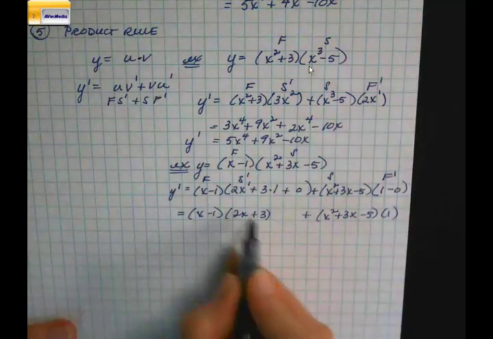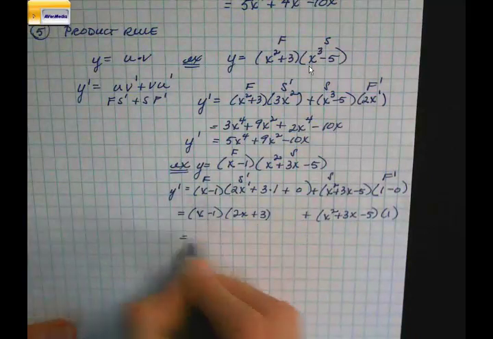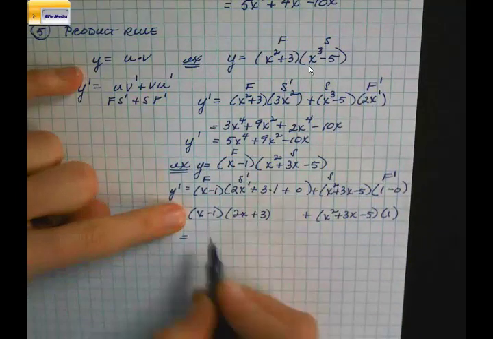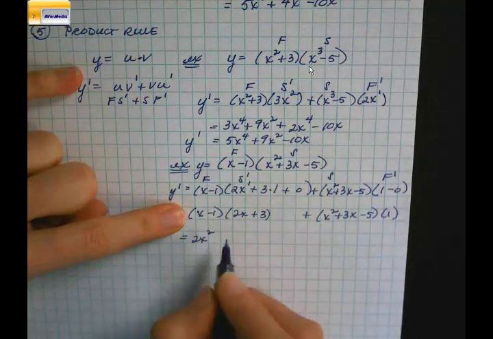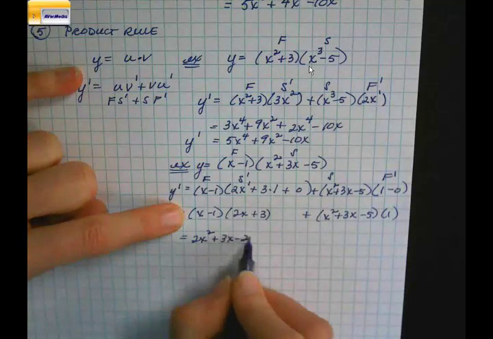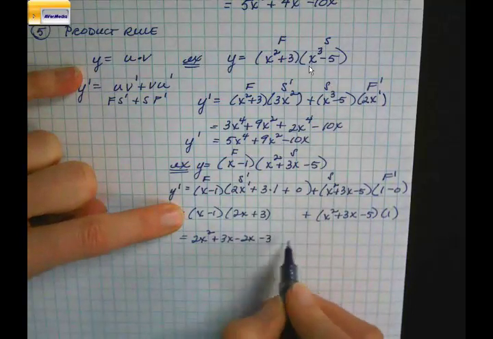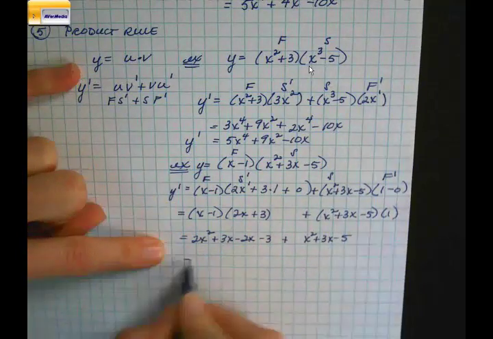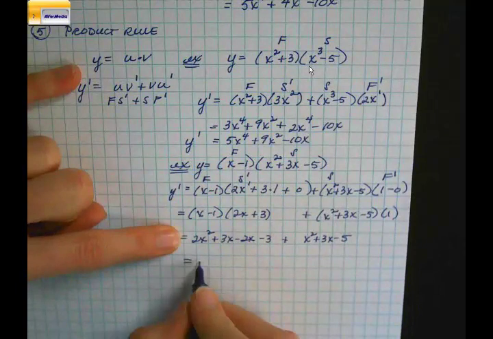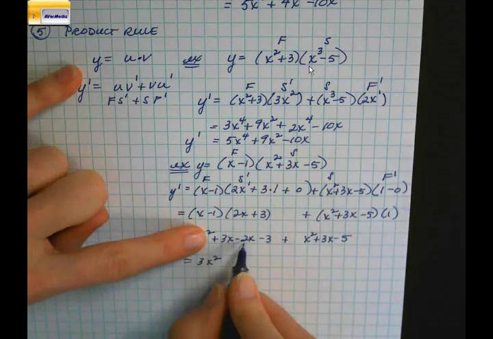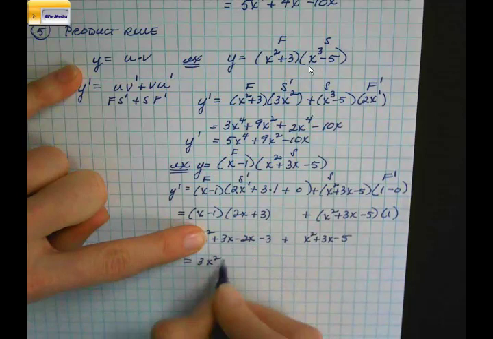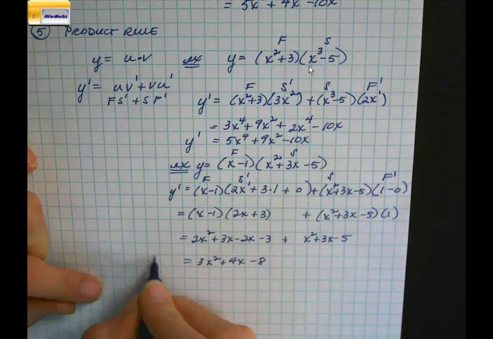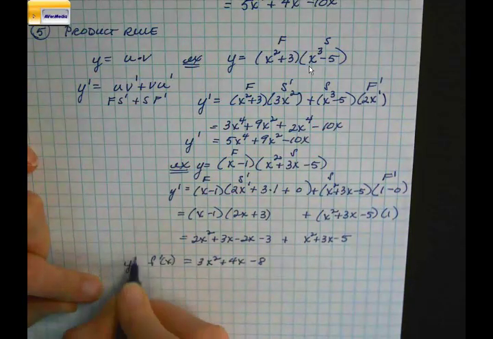Okay, so here's the plus sign. I can do FOIL to these two binomials. I'm through with the derivative, I'm just cleaning up my result. So if I do FOIL, x times 2x is 2x squared. Outside is 3x, inside is a negative 2x, and last is minus 3. 2x squared plus 1x squared is 3x squared. 3x minus 2x is 1x, plus 3x is 4x. And a negative 3 plus a negative 5 is a negative 8. That is your first derivative.